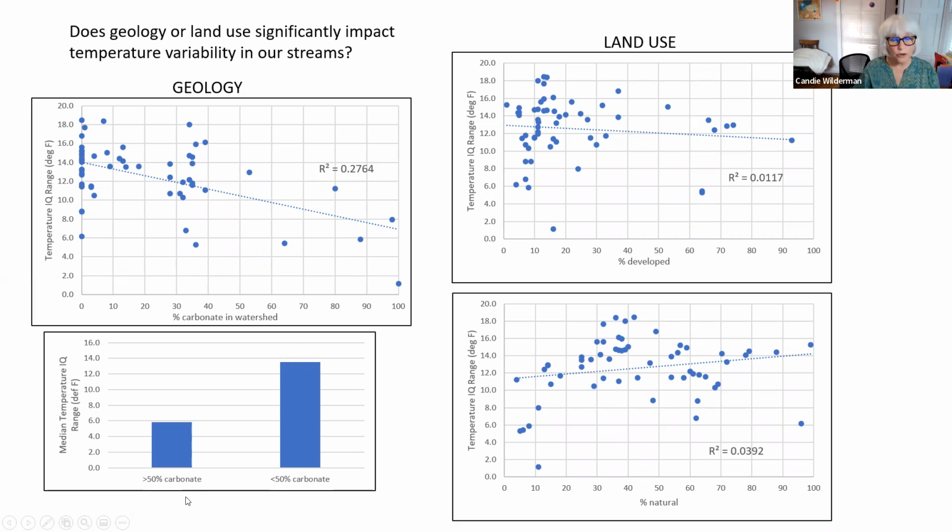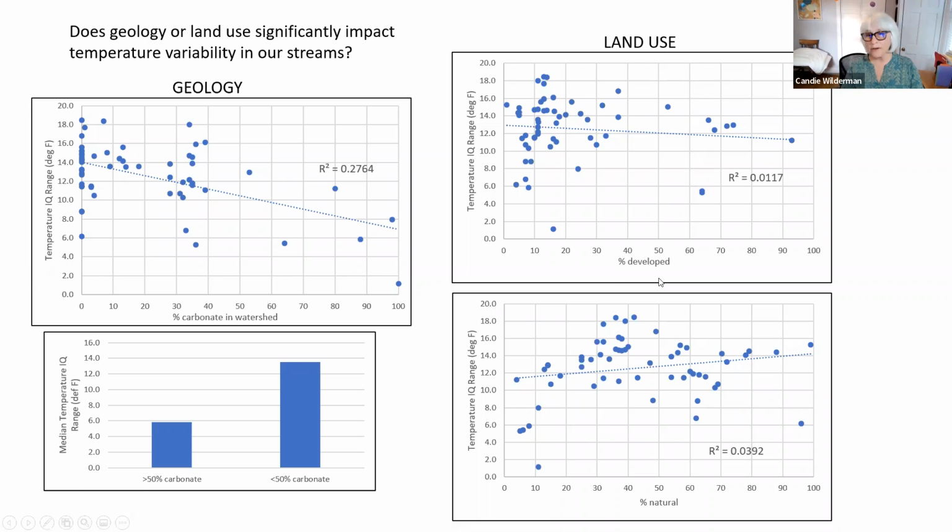Okay, and what I think is even more interesting is if you look at the groups. These are all the sites with greater than 50% carbonate, and these are the sites with less than 50% carbonate. These aren't box and whiskers, these are just bar graphs. This is showing that the mean size of the box, the interquartile range, is only 6 if there's a lot of carbonate, whereas it's 12 degrees if there's less. So that's showing there really is a difference, and carbonate does have an impact on decreasing the variability of temperature.